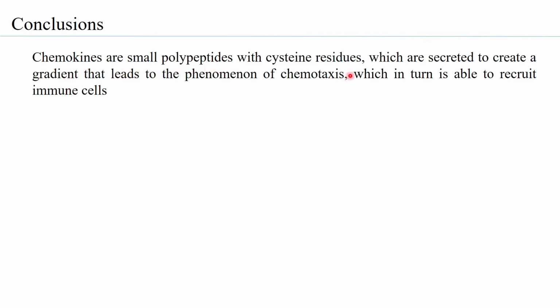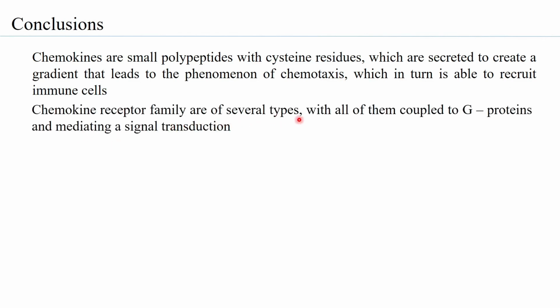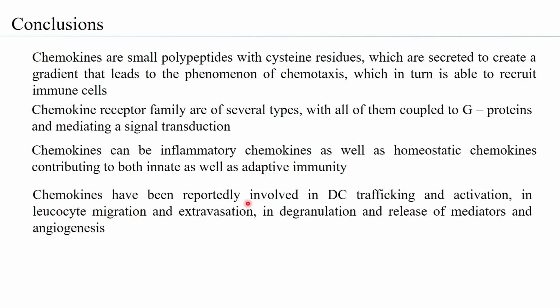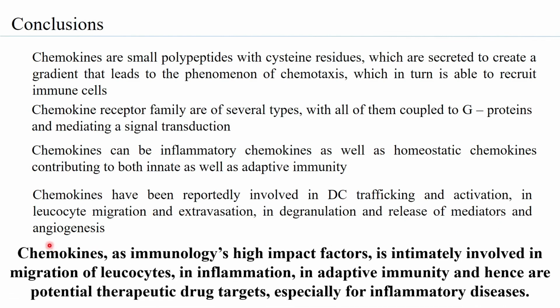Chemokines are small polypeptides with cysteine residues which are secreted to create a gradient that leads to the phenomenon of chemotaxis, which in turn is able to recruit immune cells. Chemokine receptor family are of several types, with all of them coupled to G proteins and mediating signal transduction. Chemokines can be inflammatory chemokines as well as homeostatic chemokines, contributing to both innate as well as adaptive immunity. Chemokines have been reportedly involved in DC trafficking and activation, in leukocyte migration and extravasation, in degranulation and release of mediators, and angiogenesis. So chemokines, as immunology's high impact factors, are intimately involved in migration of leukocytes, in inflammation, in adaptive immunity, and hence are potential therapeutic drug targets, especially for inflammatory diseases.